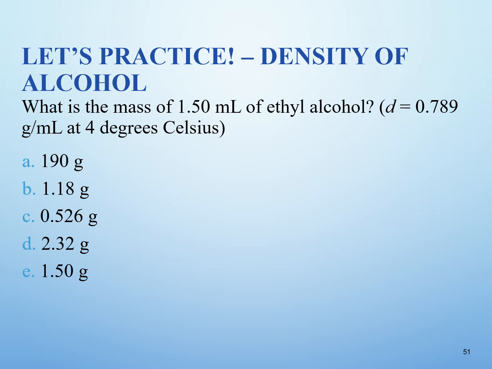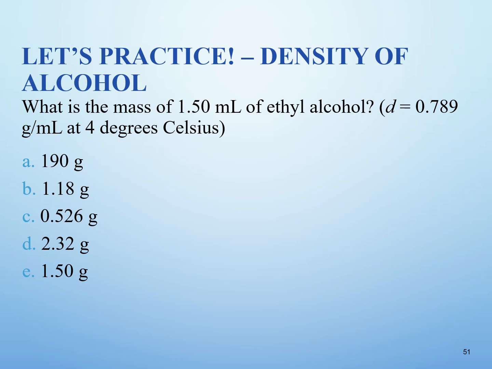So let's do our last question here. The last question is what is the mass of 1.50 mL of ethyl alcohol? This is ethanol, a common alcohol that we can find in drinks. And the density of alcohol that's given is 0.789 grams per mL at 4 degrees Celsius. So you just use this number to calculate. All right, so we want to find the mass, which is in grams, so let's go ahead and start there.